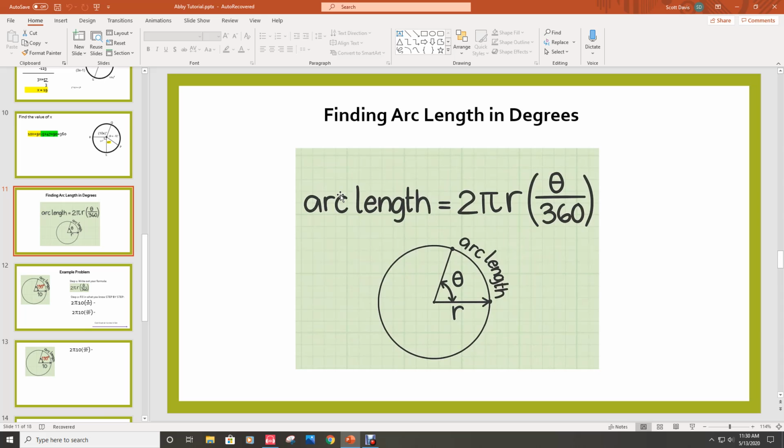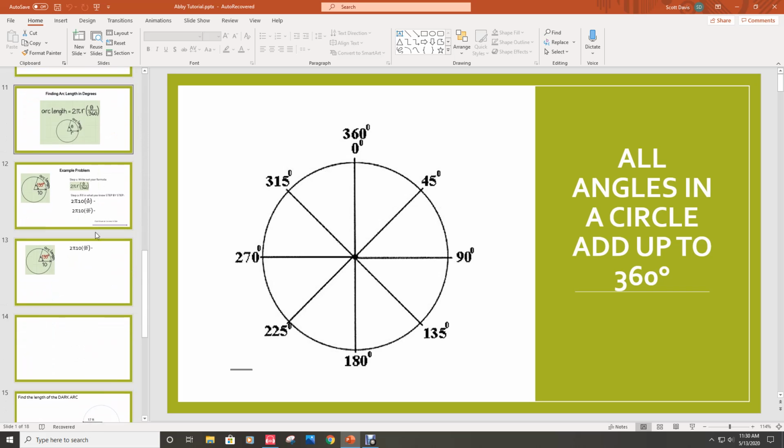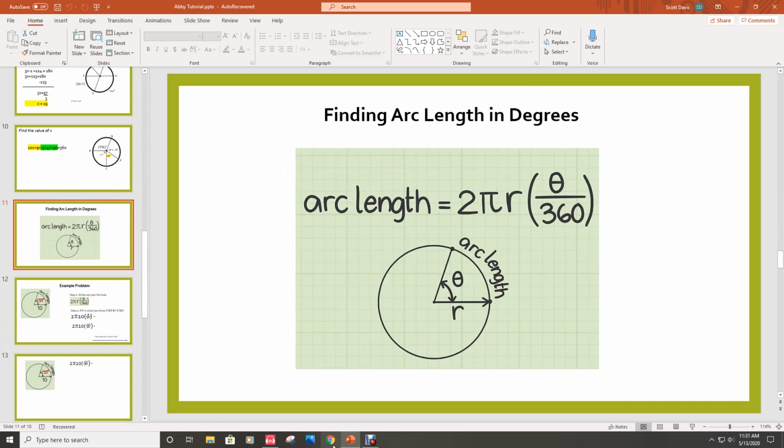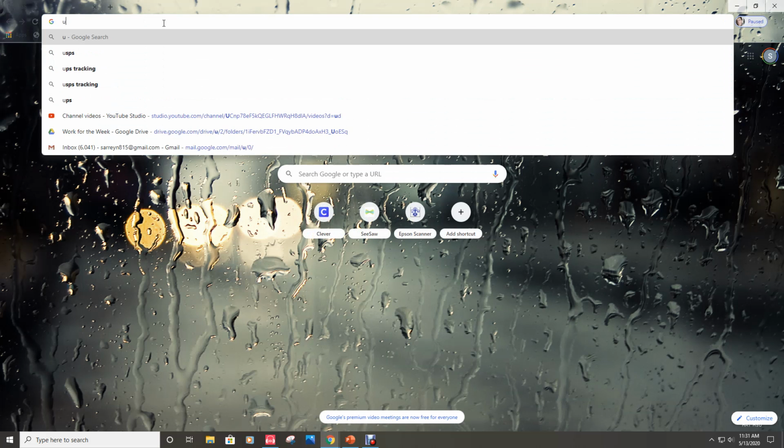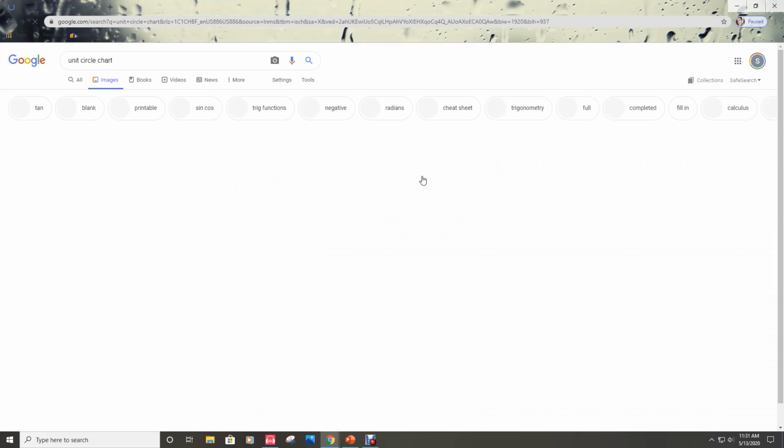So I'm going to show you finding arc length in degrees. Then I can make you a separate video on how to find it in radians, because that's also a very useful tool, and you're going to eventually have to know how to do it. It has a lot to do with the unit circle, which shows you all of the different degrees and radians. That's going to be another really useful thing if they have not already given that to you.